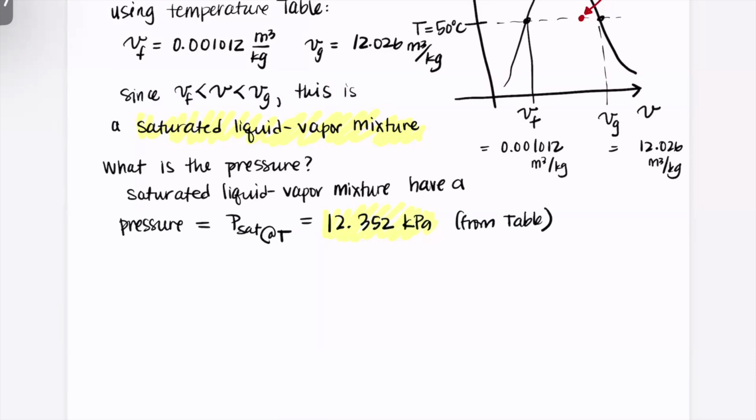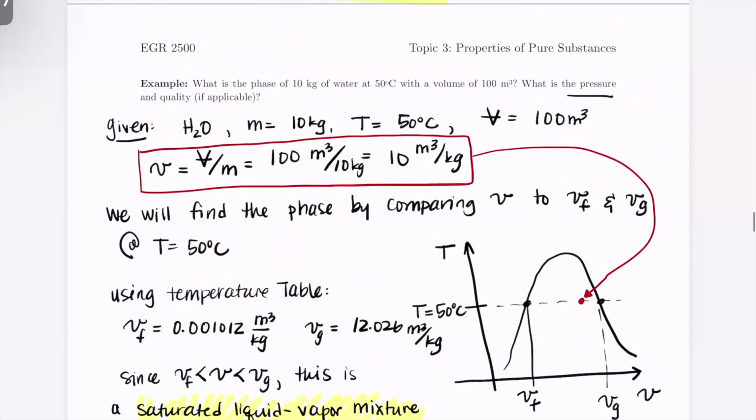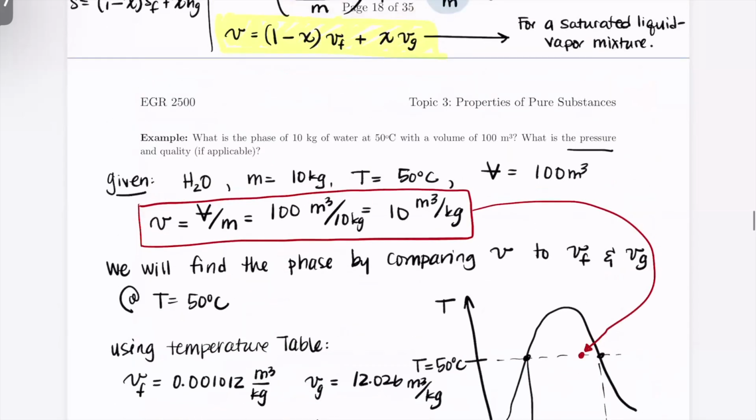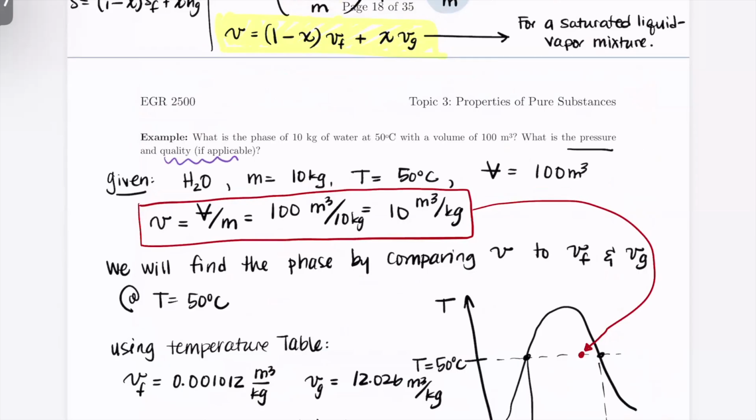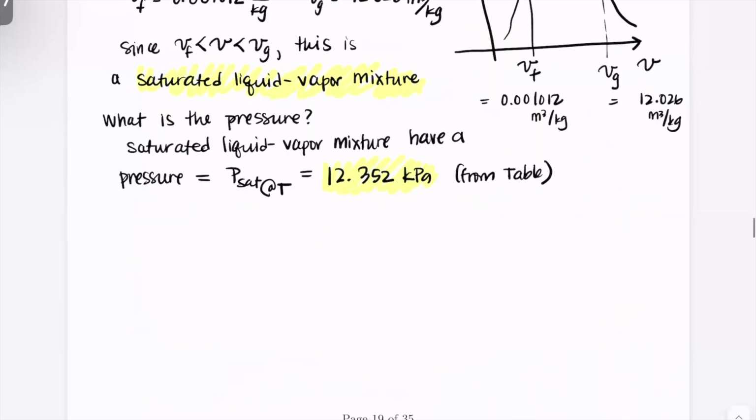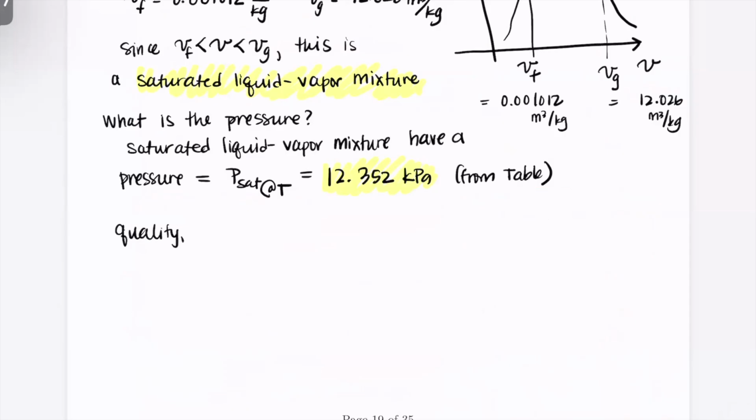Okay. All right, last part of this question is, what is the quality if applicable? So can we define the quality for this? Yes, so it's a mixture, so we can do quality, right? So the quality is X, and that is defined as the mass of the vapor divided by the total mass.